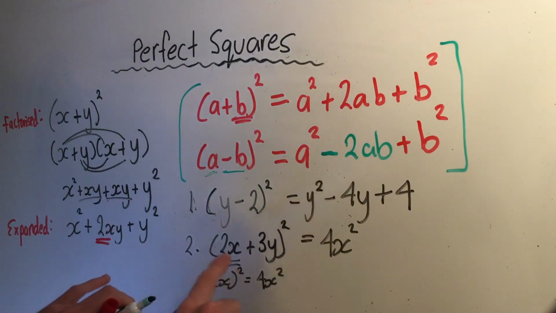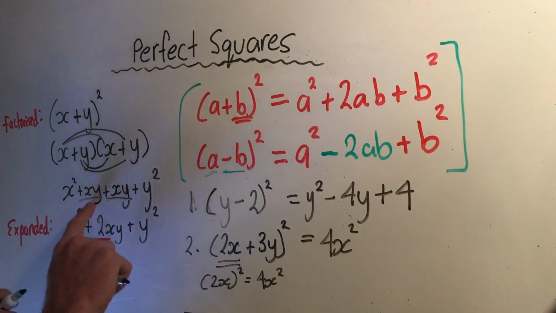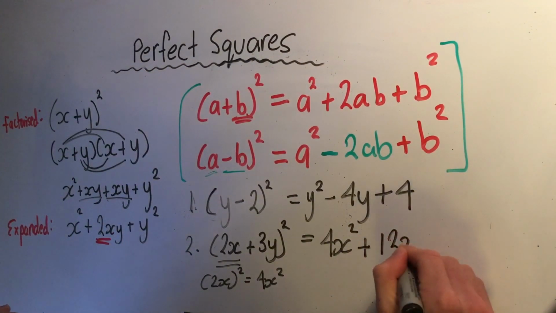And then we say the middle term, the next term, is going to be 2x times plus 3y, which is 2x times 3y is 6xy. And then we're going to double it. Remember, we would have done that twice if we did it the long way. So we say it's plus 12xy.